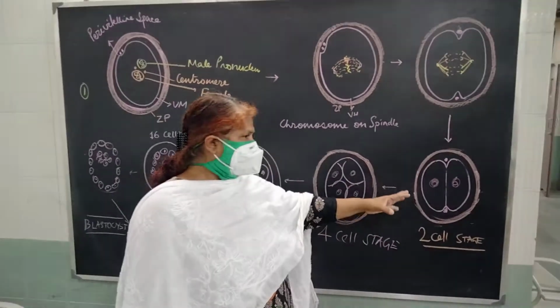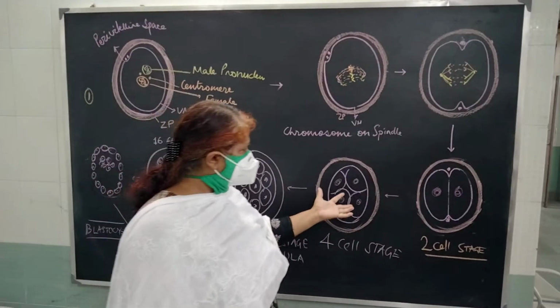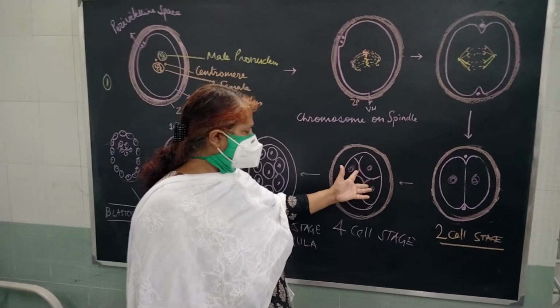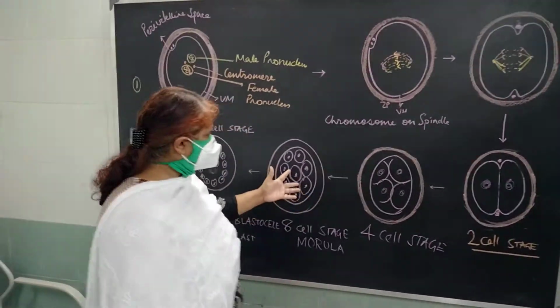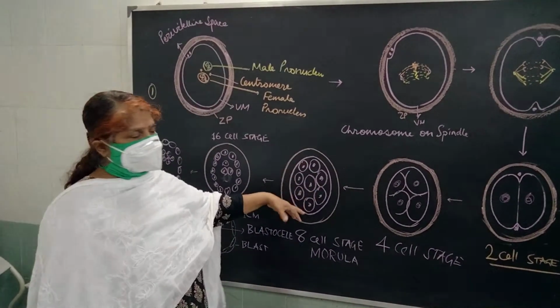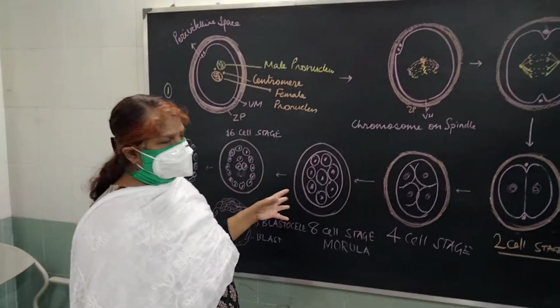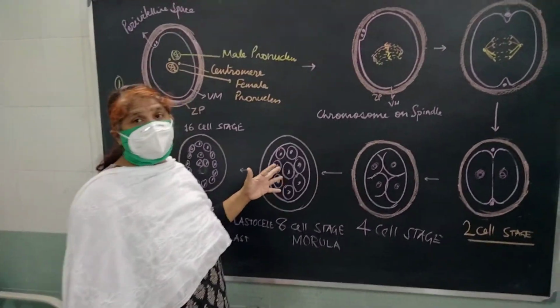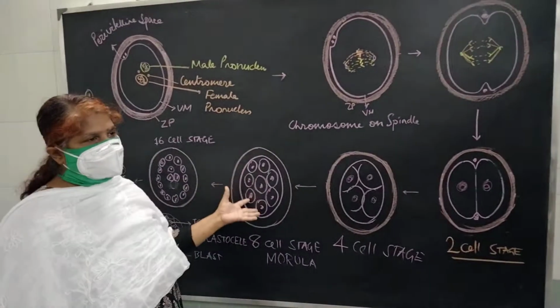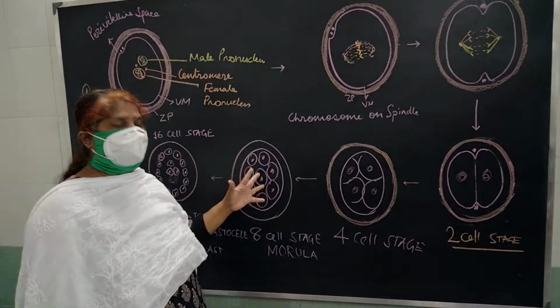Okay. Then we see there is a cleavage division of the cells. So the 2 cell stage becomes the 4 cell stage. The 4 cell stage becomes the 8 cell stage. When there is the 8 cell stage in 3 days, this is called morula. So these cleavage divisions give rise to the formation of morula.